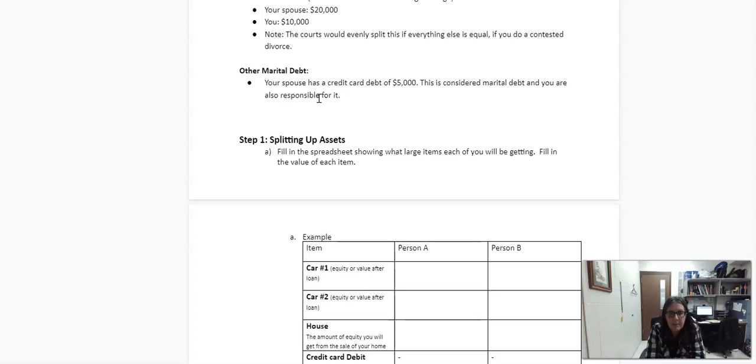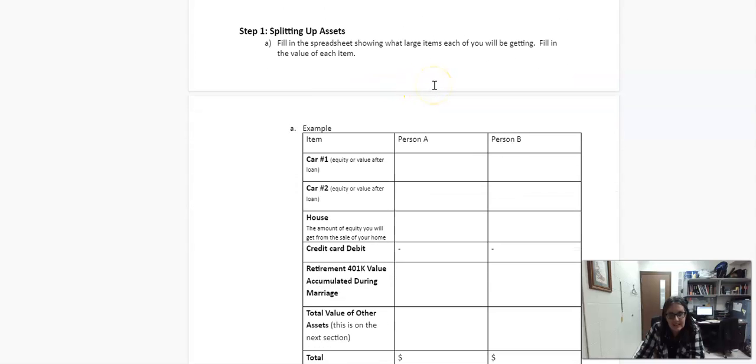This is considered marital debt, and you are also responsible for it. So just as FYI, that's how it works. Whatever happens in a marriage in a no-fault state, Minnesota, Wisconsin are all like this. Most states are. Any debt accumulated while you're married, each person is still both responsible for, and any income made and like stuff saved, everybody has access to.